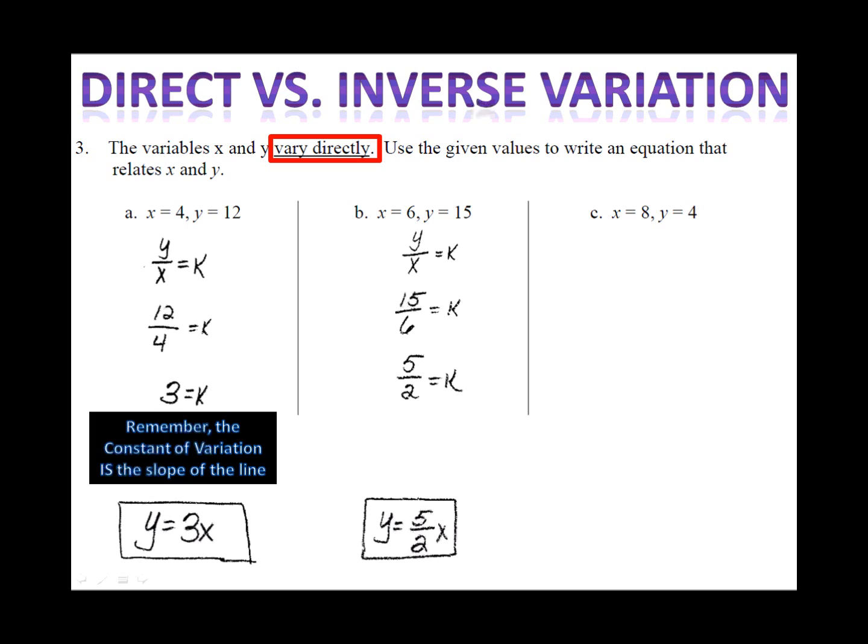In this example, we have the ratio y over x gives us 1 over 2. 1 over 2 is the constant of variation, and it's also the slope of our line. So we have y equals 1/2 x.